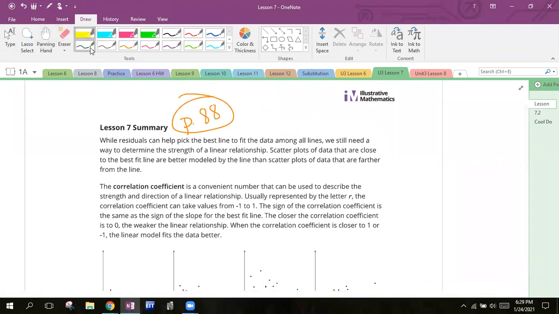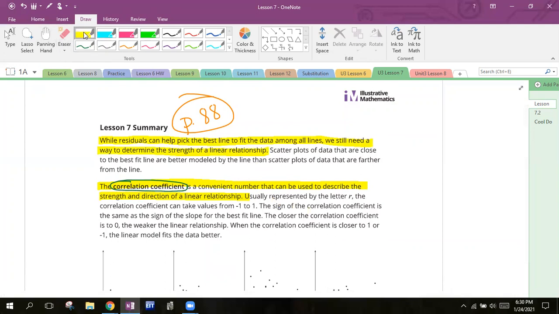All right. So it says, while residuals can help pick the best line to fit the data among all the lines, we still need a way to determine the strength of the line. Scatter plots of data that are close to the best fit line are better modeled by the line than the scatter plots of data that are farther from the line. The correlation coefficient is a convenient number that can be used to describe the strength and direction of a linear relationship. Okay, so there is that vocab word.